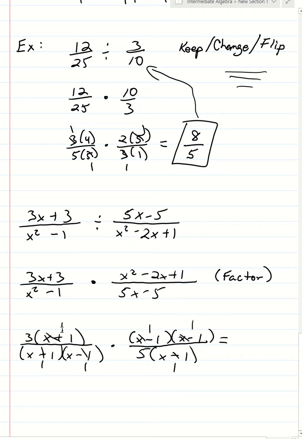Well, what remains? In the numerator is simply the number 3. In our denominator, we have the simple number 5. So this simplifies to 3/5.